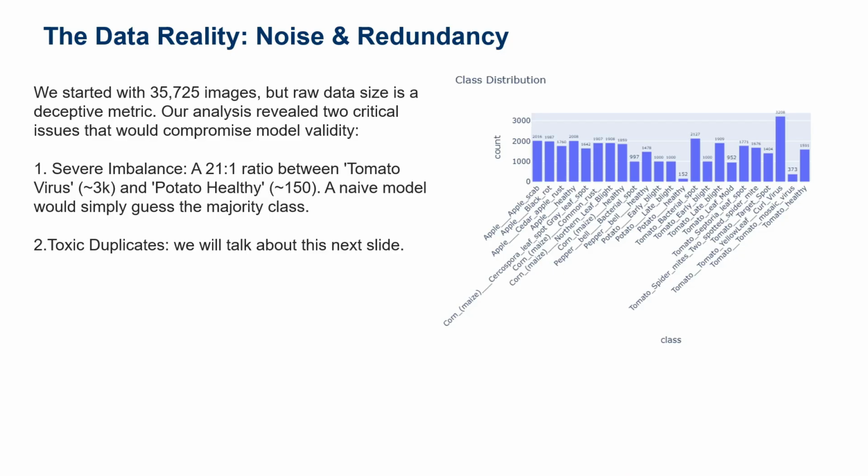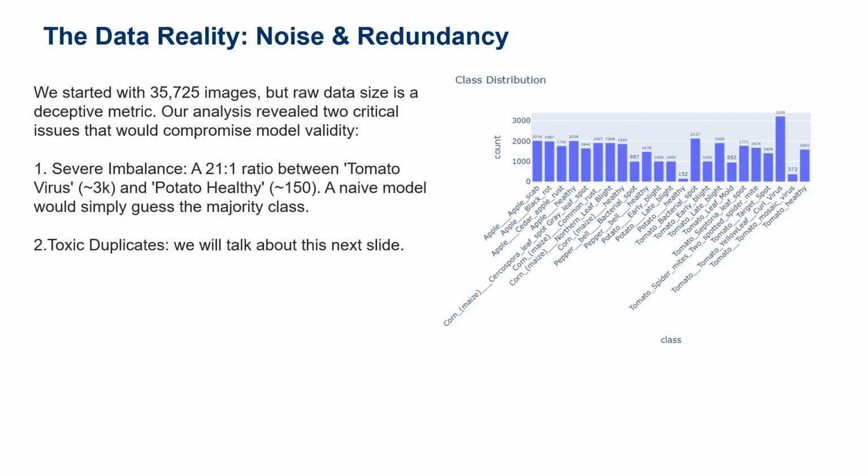The first issue is severe class imbalance. On the right, you can see the class distribution. Some disease types have close to 3,000 images, such as tomato virus, while others, like potato healthy, have only around 150. That's roughly a 21-to-1 imbalance. A naive model trained on this distribution might simply learn to always predict the majority class and still achieve high accuracy, without actually learning the underlying patterns.